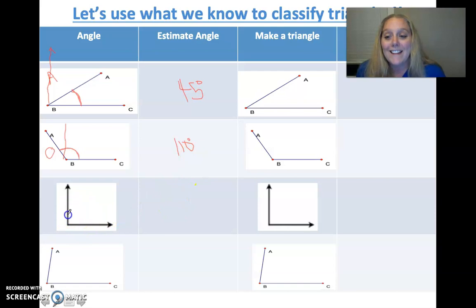Okay, when I look at this angle right here, I can clearly see that this is a right angle. So I'm going to put an R for right angle. And I know right angles measure exactly 90 degrees.